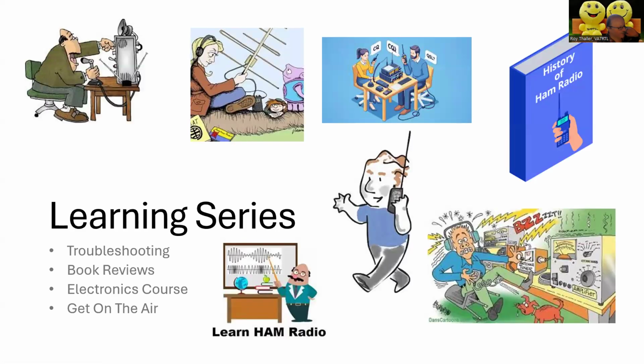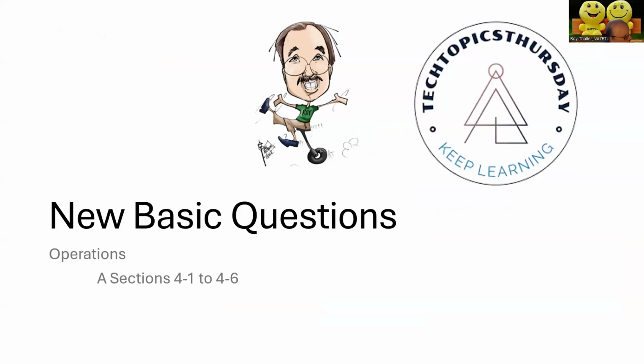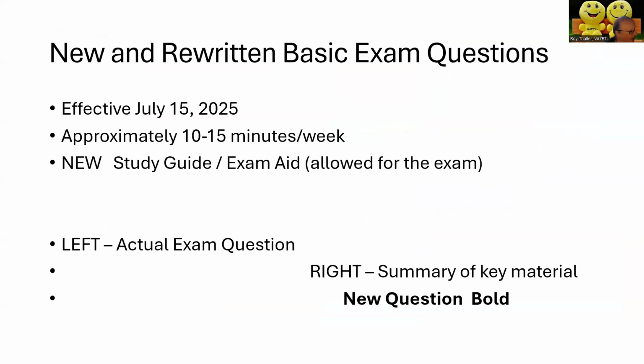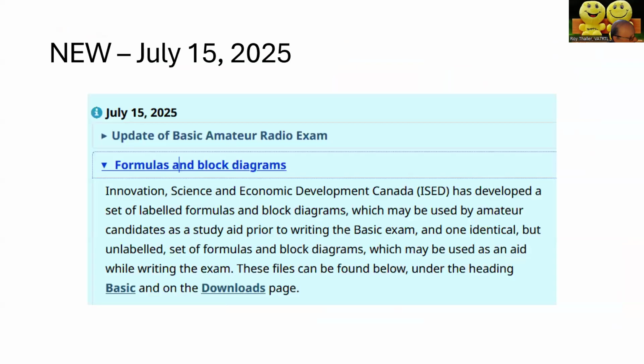So welcome to the learning series. This is where we're looking at the new basic qualification exam from ISED, and the questions have changed effective July 15th, 2025. So we're going to be looking at section 4.1 to 4.6 today, which is basically electronics. And the new questions are in bold, and so we'll just go through them and see what comes up.